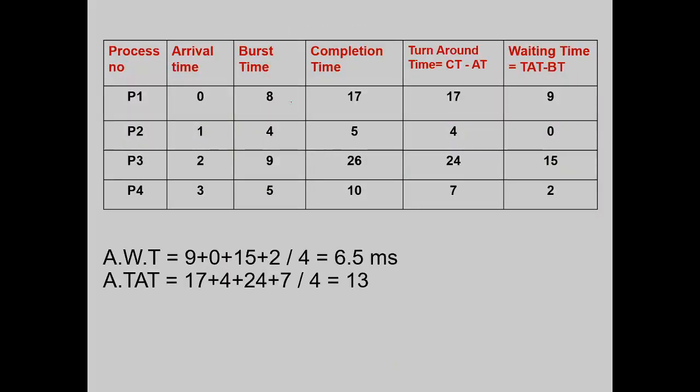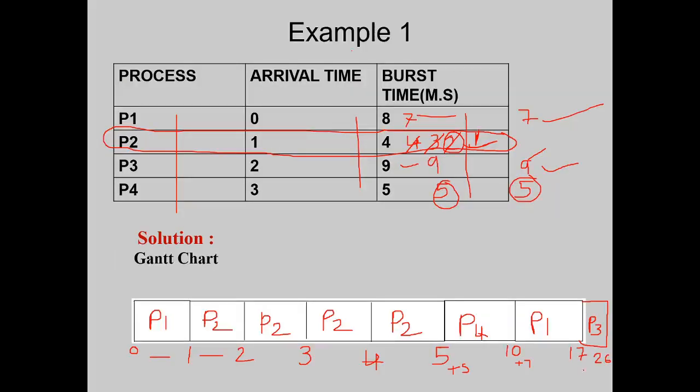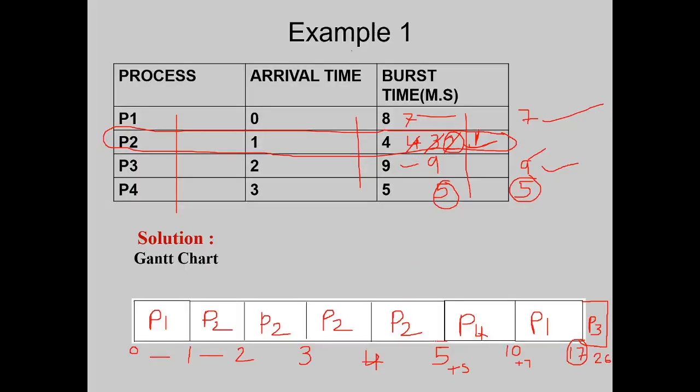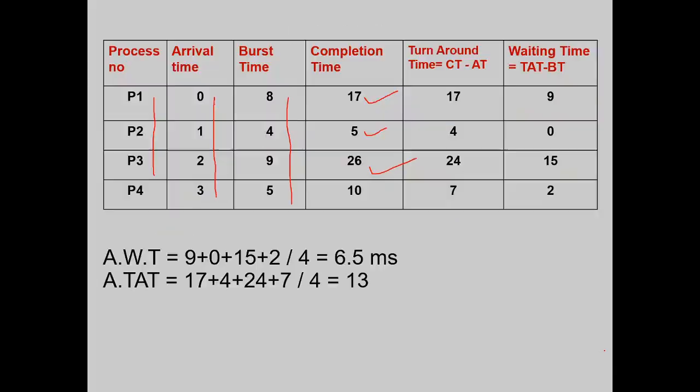So this is the table of the problem, process numbers. This is the arrival time they have given, and the burst time which they have given. See the completion time. So the completion time of process P1 is here 17. P2 is 5 and P3 is 26 and so on.